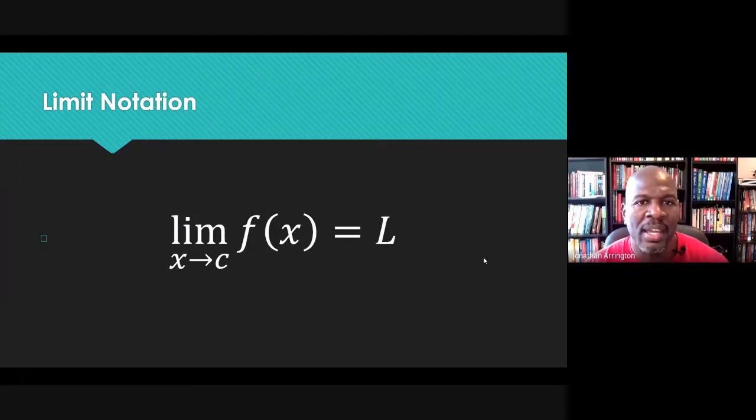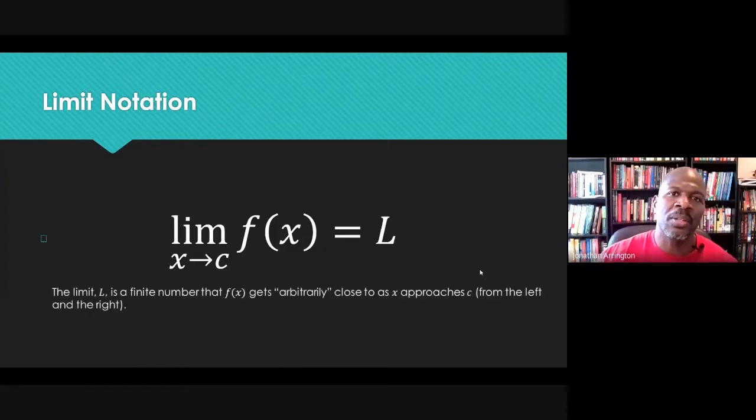Now, it's important to know that L is a finite number, and it's a finite number that the function, in this case f of x, gets arbitrarily close to as x approaches c, another finite number, from the left and from the right. Now, I know that statement, if you've never seen this before, is not very elucidating. So you may not be able to comprehend the statement right now. And you may not be able to comprehend the statement fully even today. However, I guarantee by the end of tomorrow, what that statement is saying will make clear sense.